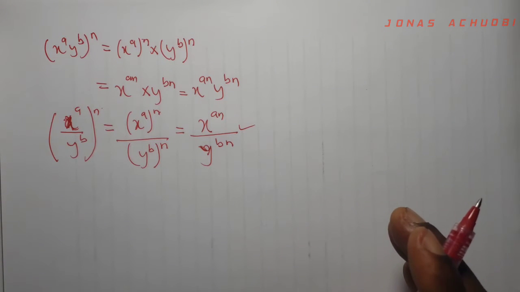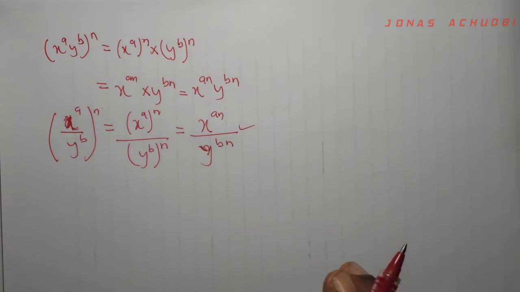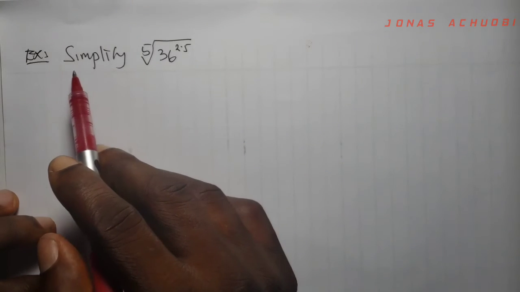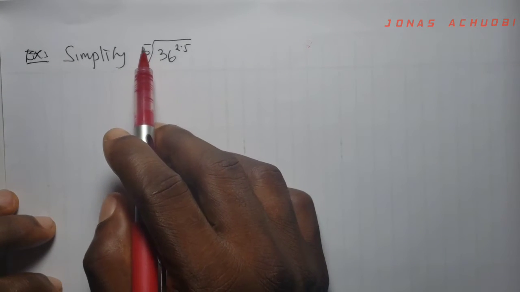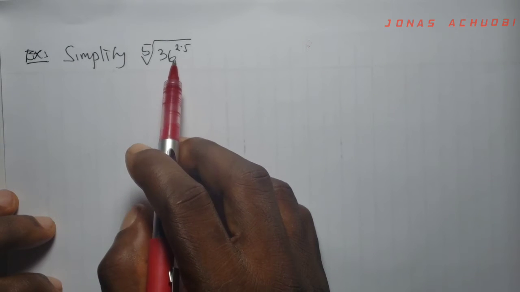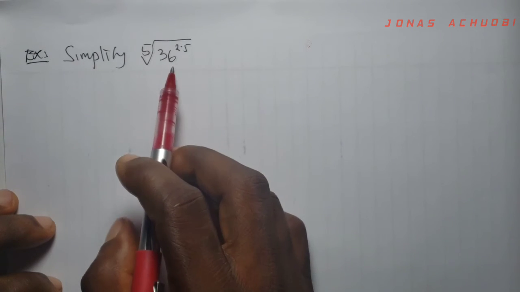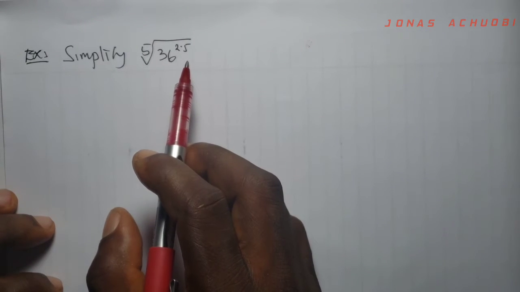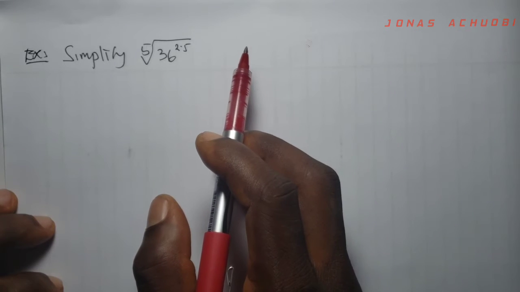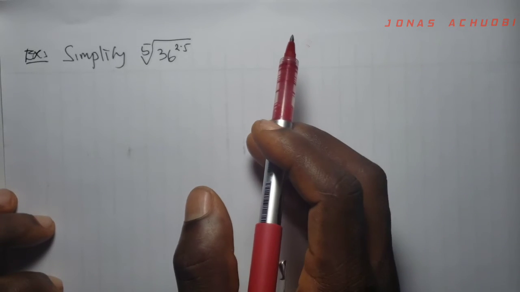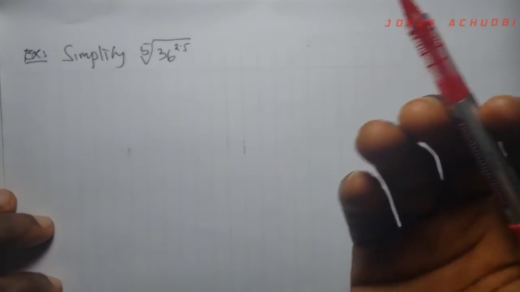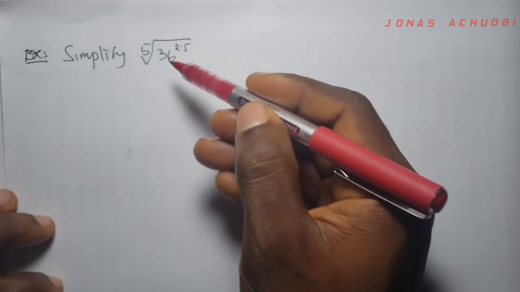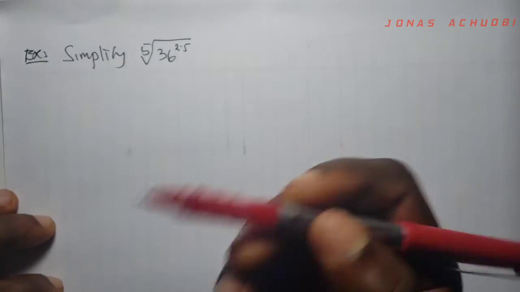Now we shall present a few examples so that we see how we apply most of these laws in simplifying and solving certain problems. Example: simplify the fifth root of 36 raised to the power 2.5. To simplify this problem, and every other one that we shall encounter in future, all we have to do is apply the laws of indices. In some problems, you can apply two laws, in other problems one law, in other problems as many as three to five laws of indices. So our job is to apply the laws of indices and try to make this expression as simple as possible.